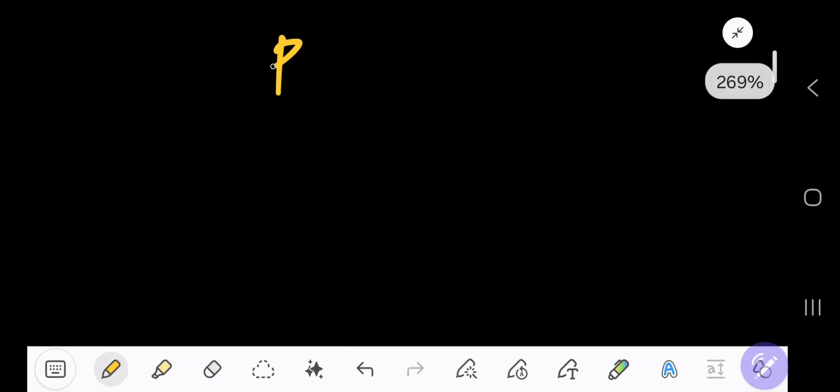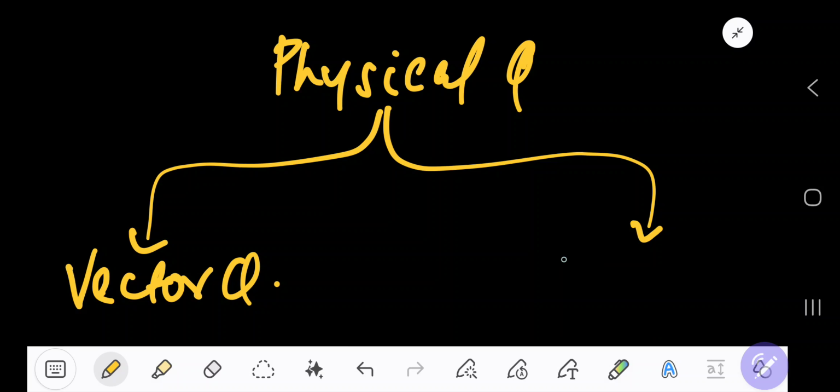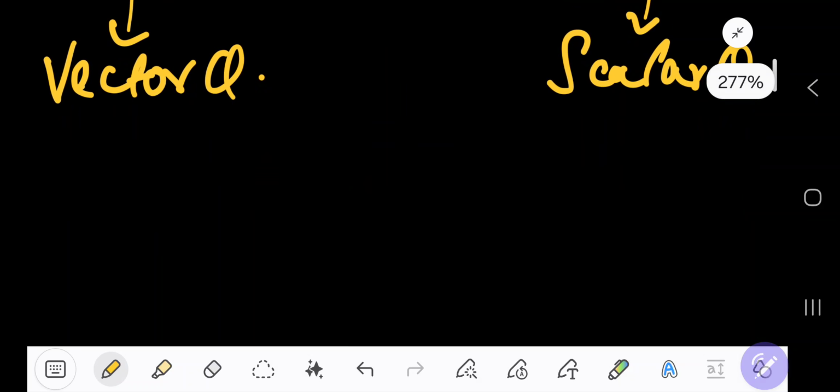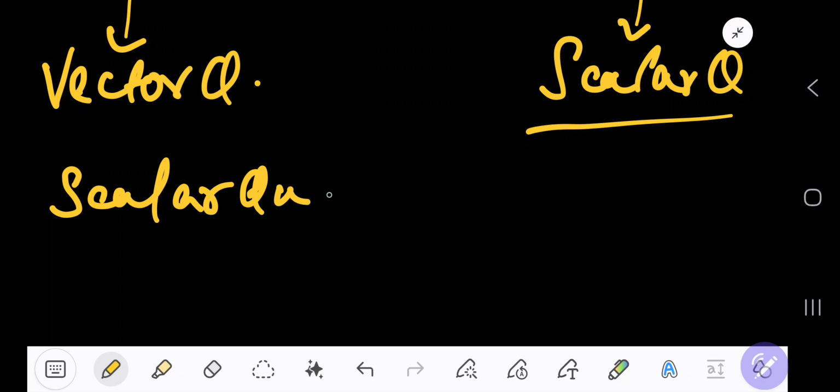So physical quantities are of two types. What are they? First type are vector quantities and scalar quantities. Alright, so we're gonna start with scalar quantities. What are scalar quantities?